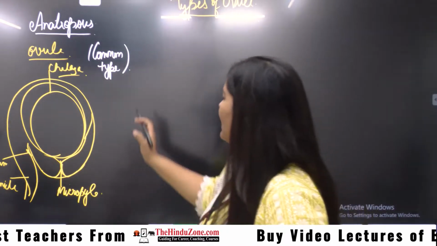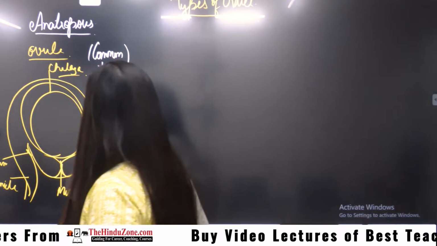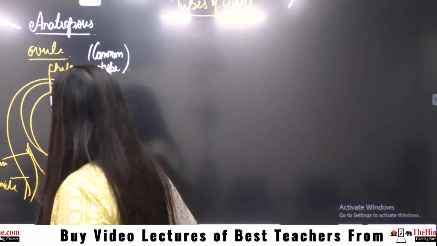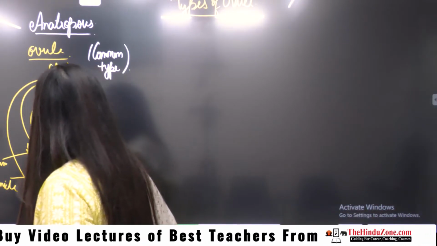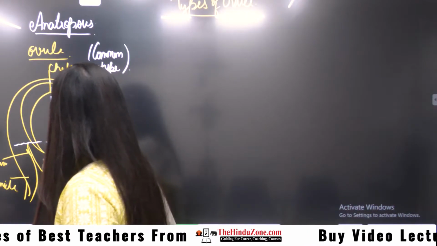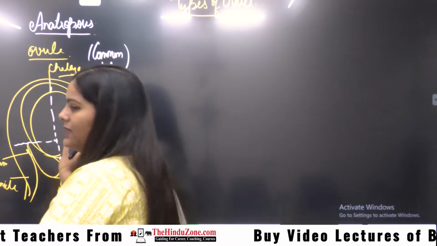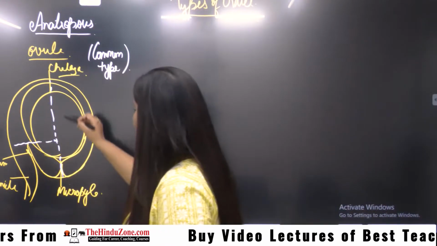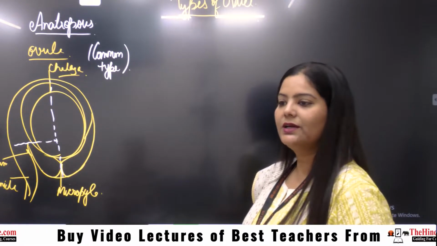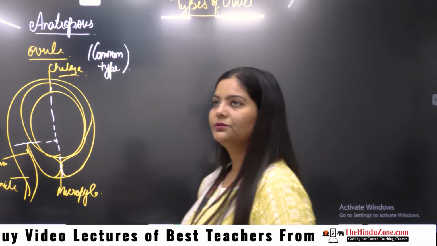Here you can see that the chalaza and the micropyle are lying in one line, at about 90 degrees from the hilum. The funicle and hilum are a little bit bent like this, and the chalaza and micropyle lie in one straight line. Got it?